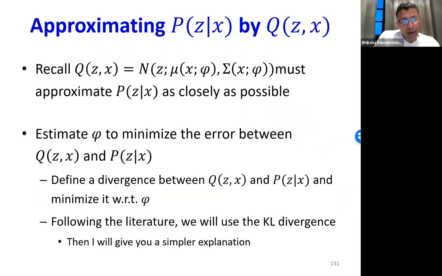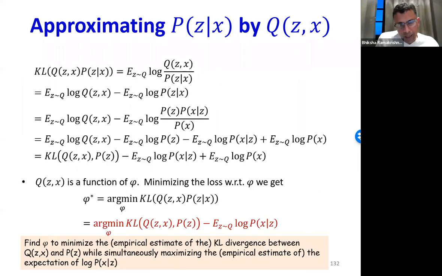Now, we want this q of z given x to approximate p of z given x as closely as possible, right? So the way we'll do it is that I'll try to minimize the error between these two guys. Define a divergence between q of z given x and p of z given x, and minimize it with respect to phi. And if I follow the literature and throw a bunch of formulae at you, this is what you will see in any paper. It's very easy to follow, obviously, and now the lecture can be completed.